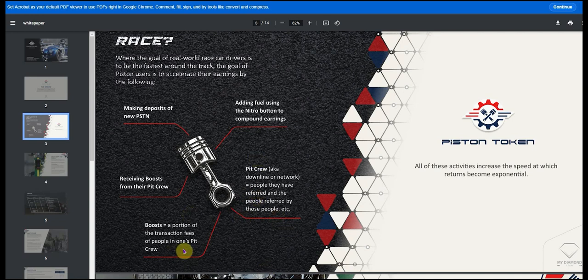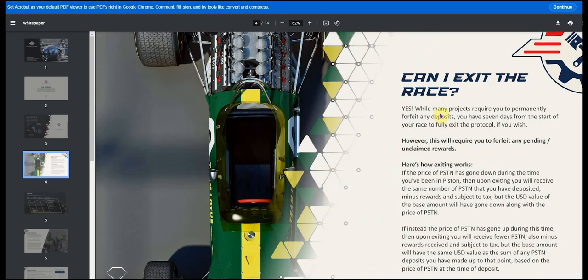So boost a portion of the transaction fees of people in one's pit crew. So when the people in your pit crew, or your network, are compounding their gains, a portion of those transaction fees go to you. All right, can I exit the race?